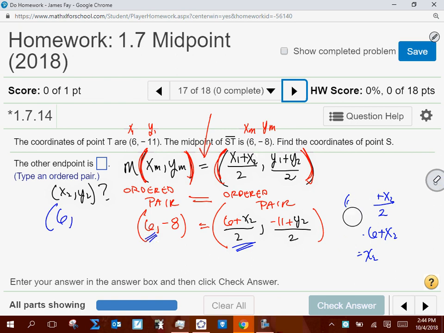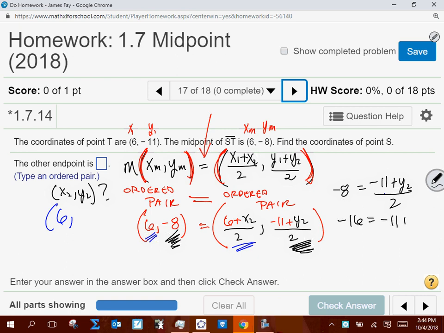Now I'm going to do the same thing, but do it for y. So that value there and that value, those coordinates have to be identical. -8 is equal to -11 plus y sub 2 over 2. Multiply both sides by 2. -16. So -11 plus y sub 2. Add 11. Now I get my y coordinate.